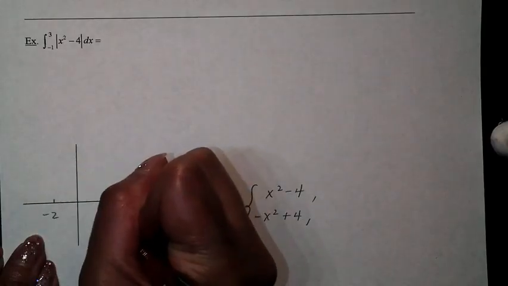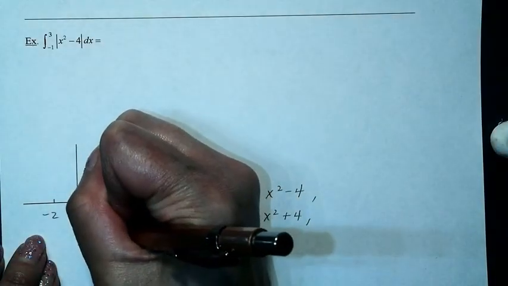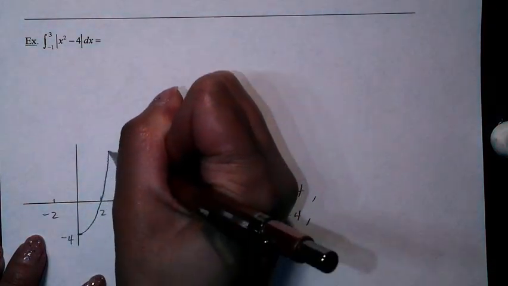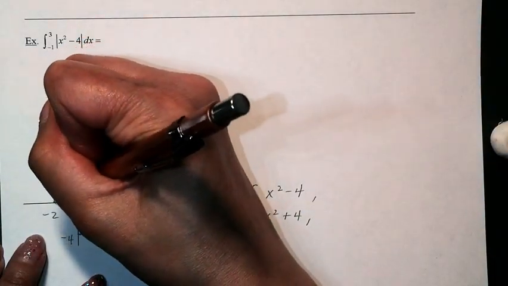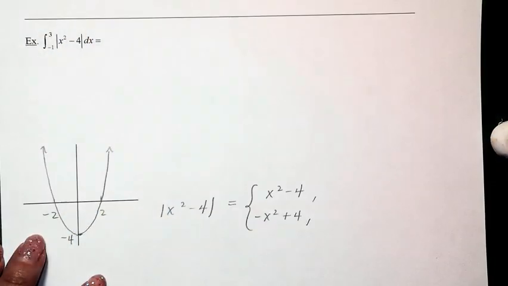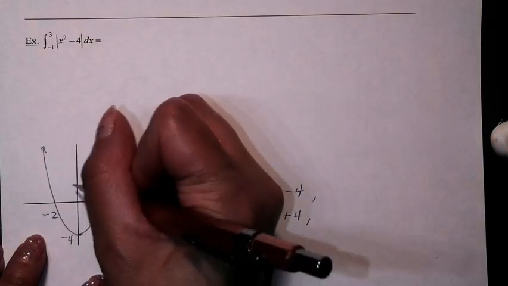And this is 2, okay? Your parabola would look something like this, and this is 4, and this is -4. Do you agree with that? But what is the absolute value doing to this graph? The absolute value is making this part positive. Do you agree with that?